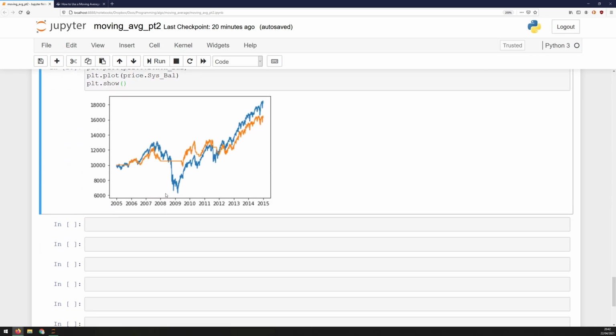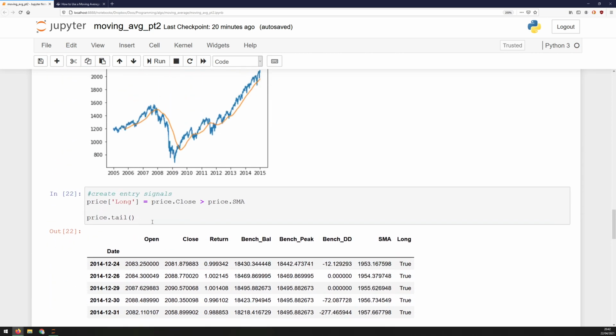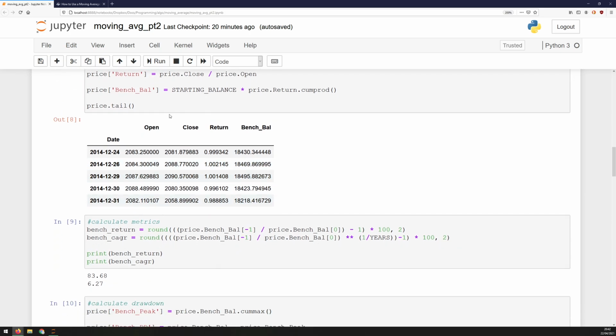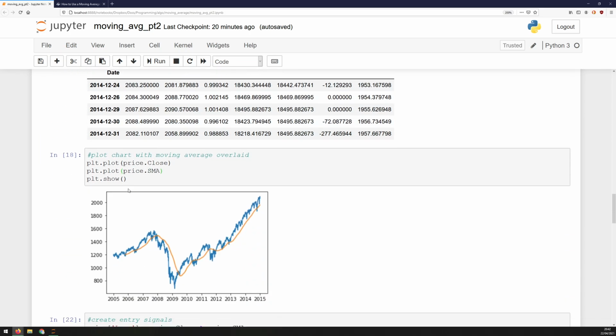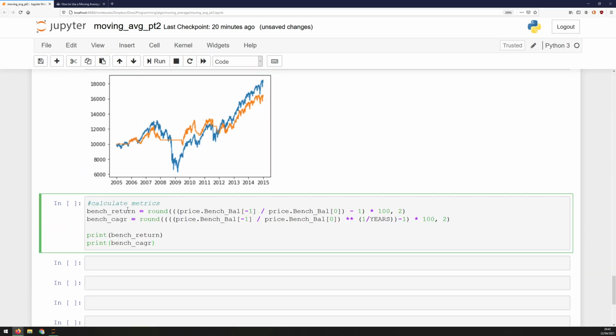So let's compare some of the metrics. First of all, let's calculate them just the same way as I did above for the benchmark. Now I'll come up here to where I've calculated my benchmark return and annual return, and I'll just copy that down just to save me having to retype it all again. But I just need to change the information here. So instead of bench, it's now system return, and just change that one as well to system.